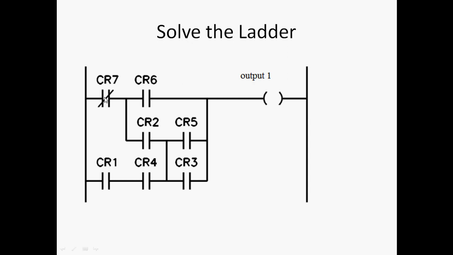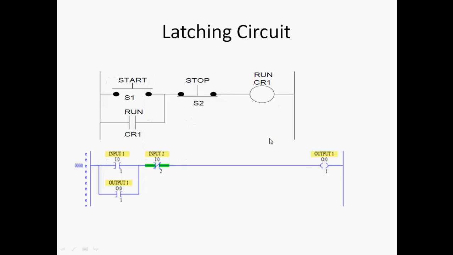Next case is CR7 off, CR2 on, CR3 on and output 1 on. Next case, CR1, CR4, CR3 on, then output 1 is generated. Then CR1, CR4, CR5 and output 1 is generated. So likewise we can scan the ladder, reading from the left hand side to the right hand side, because power flows from left to right.